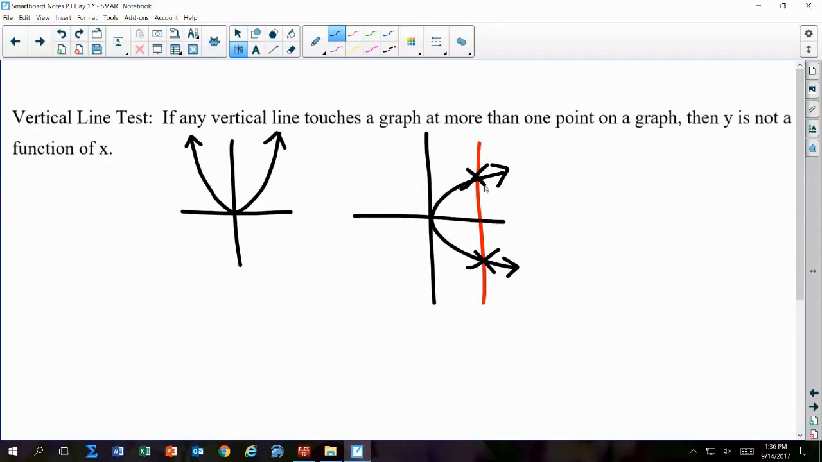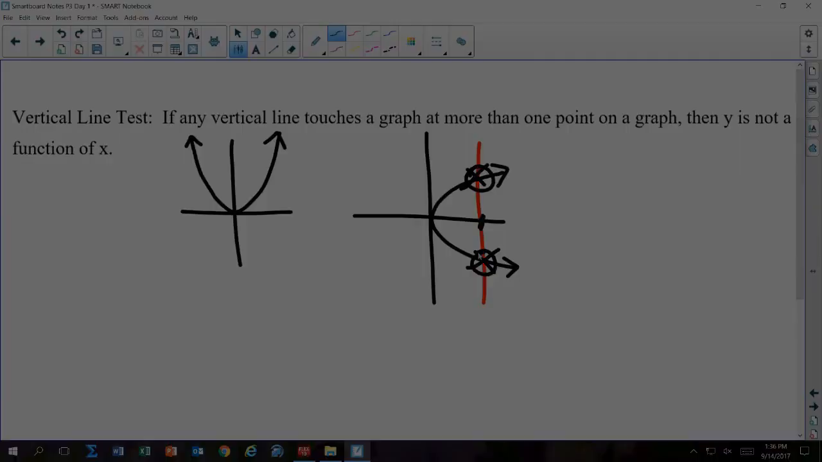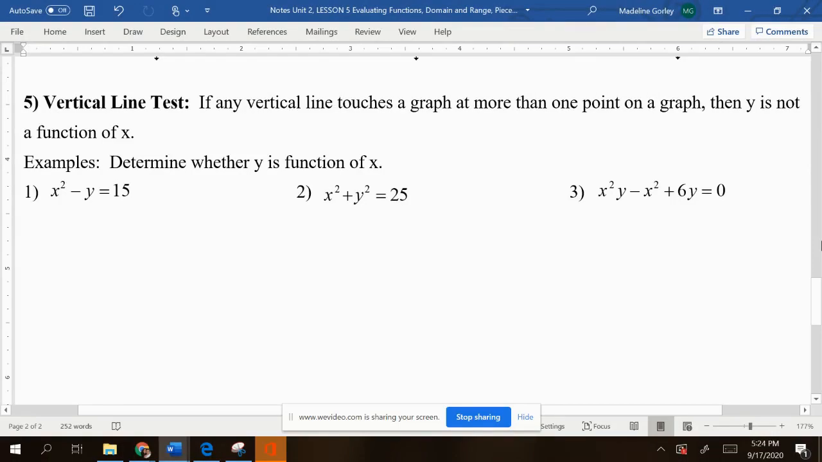For each x value that you pick, you only want one y output in order for it to be a function, okay? For this x value, see how there's 2 y values? That makes it not a function. For each x value, there should only be one y value. Okay, so for the vertical line test, it says if any vertical line touches a graph at more than 1 point on the graph, then y is not a function of x. In these examples, we're going to determine whether y is a function of x.